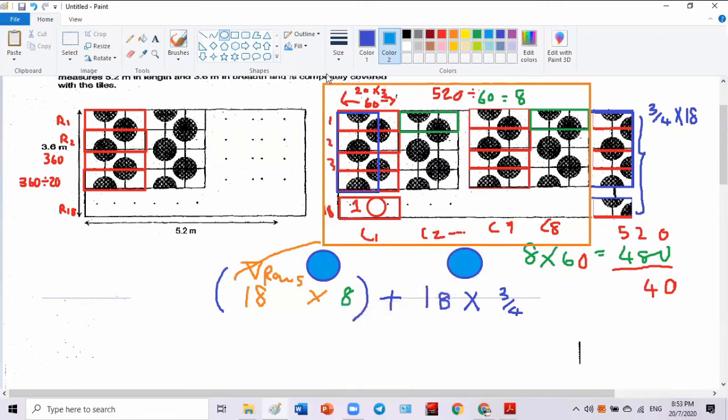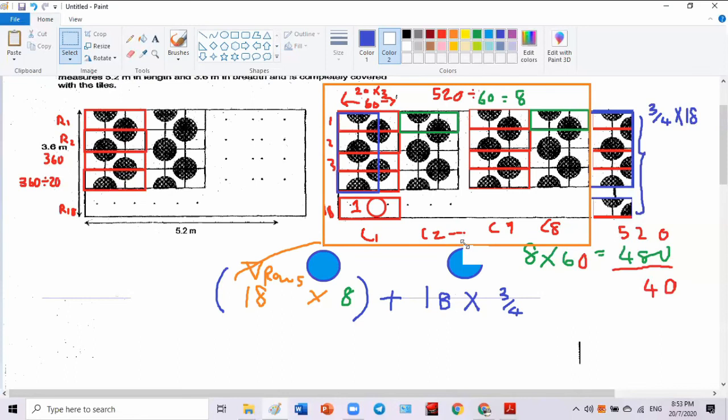Do you know why I did that? Are you convinced? Delete. 3/4. Do you understand what we are doing? So if you understand, can you tell me how many area of circles are covered?